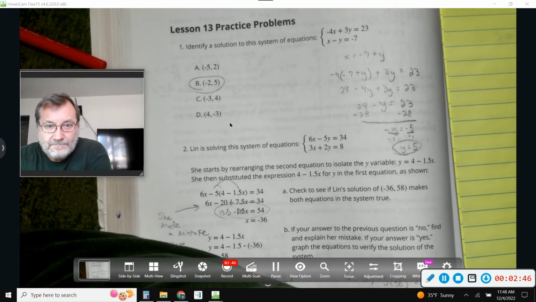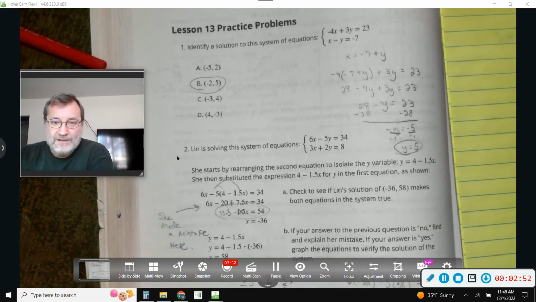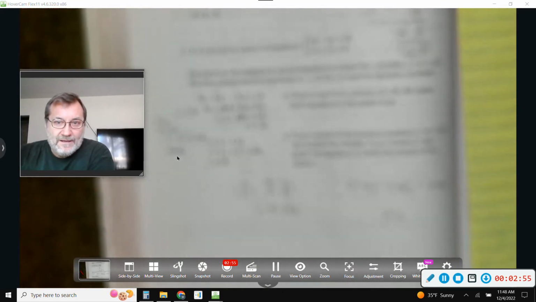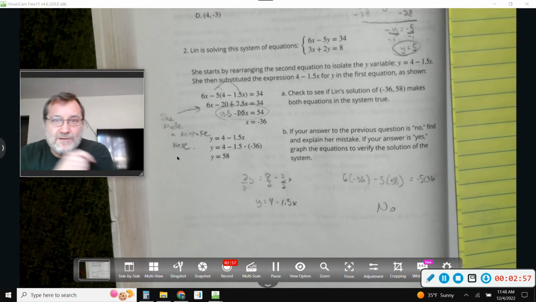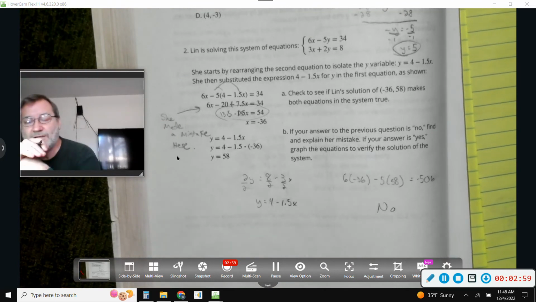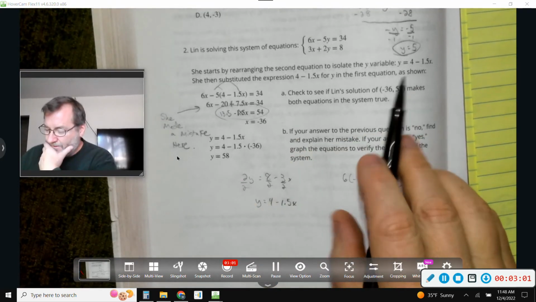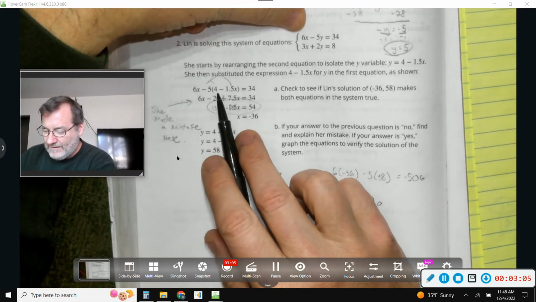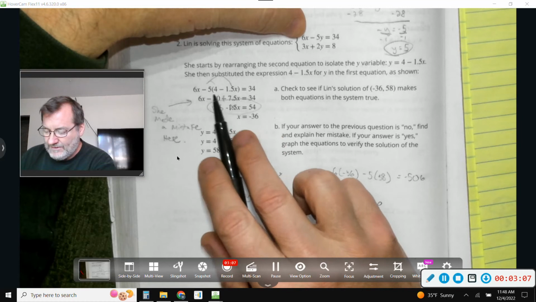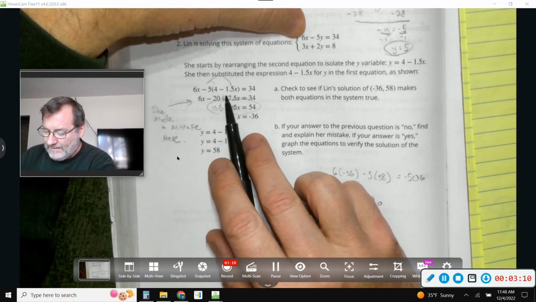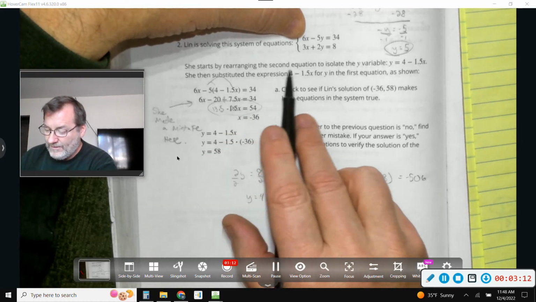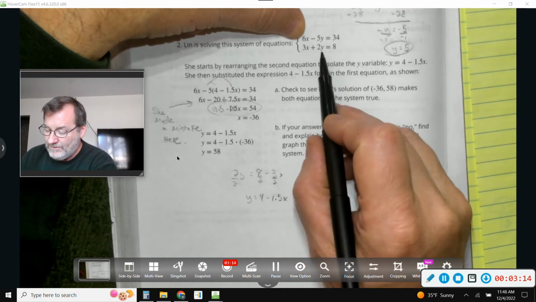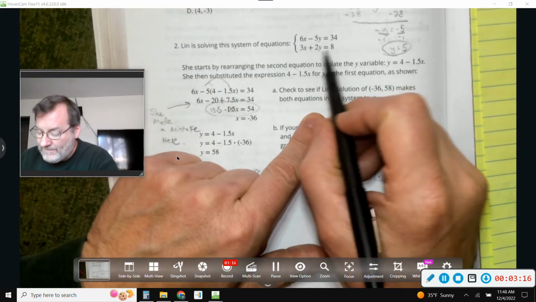Alright. So Lynn is solving the system of equations. So here are two equations. She's trying to solve it, which means she's trying to find the place where they intersect. And so let's see what this one's trying to say. She starts by rearranging the second equation to isolate the variable. Alright, did she do it correctly? So she went and took this and tried to solve for the y. Let's see if that's right.